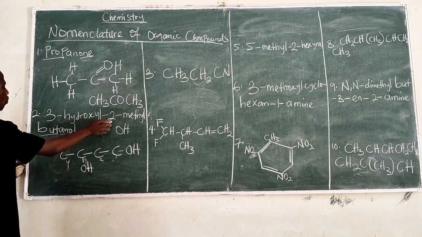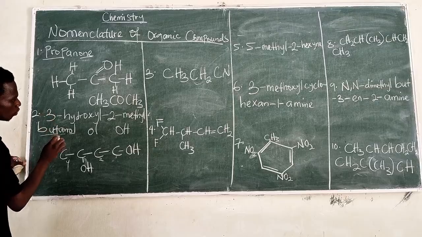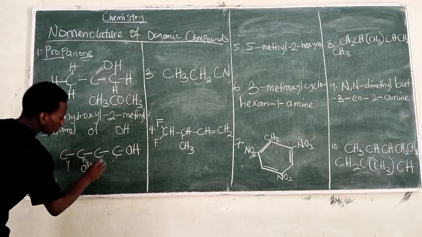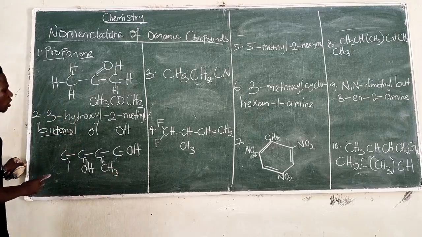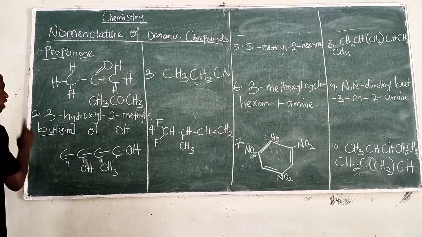And then on carbon 2, we have a methyl group. So this is our carbon 2. We have a methyl, CH3. So that's all the substituents we have in this particular structure.